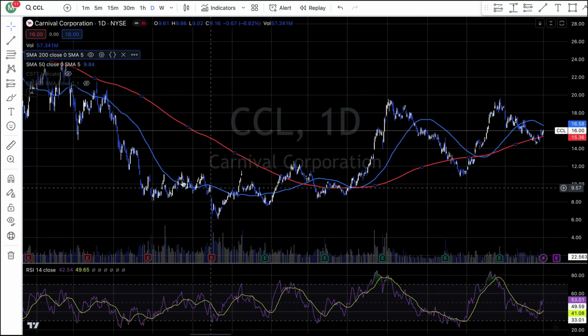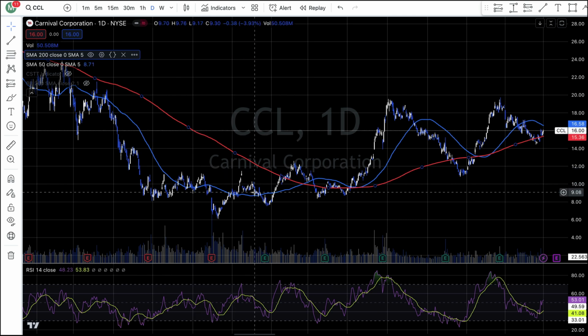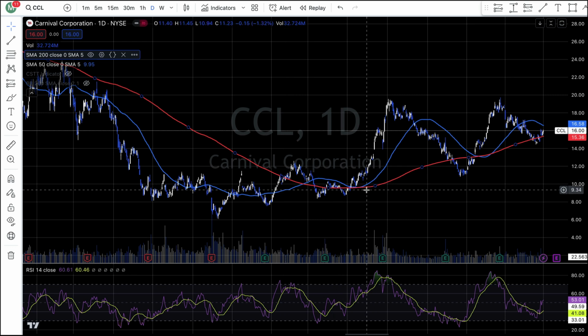Then we move further along. The stock is well below the 200 moving average. It's kind of bumped along and consolidated down right around the blue 50 moving average. Crosses over again.